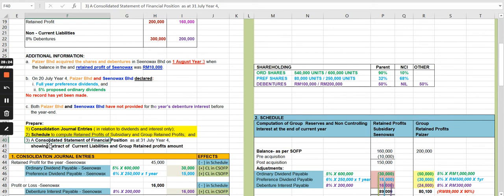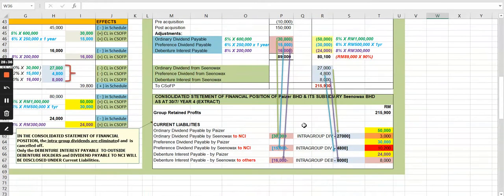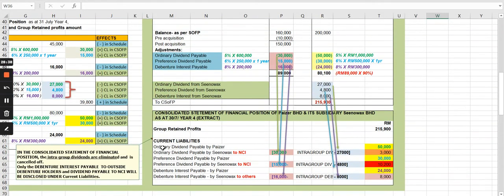Now we are going to focus on the last one, to show the extract of current liabilities and group retained profit in the consolidated statement of financial position. So what you will do here is report the ordinary dividend payable by the parent, Pfizer, which is this one. Debit retained profit, you credit ordinary dividend payable earlier.